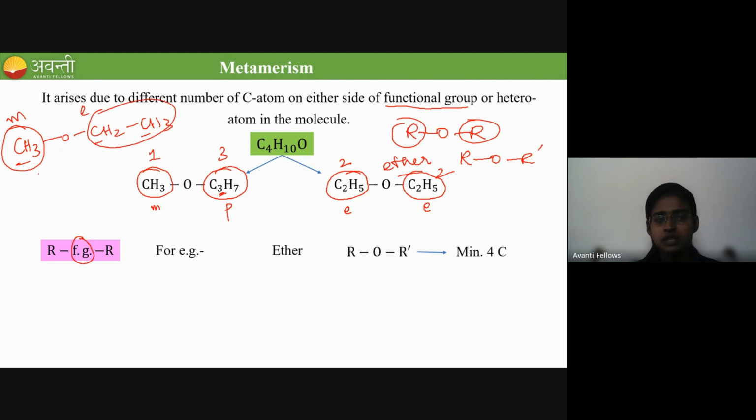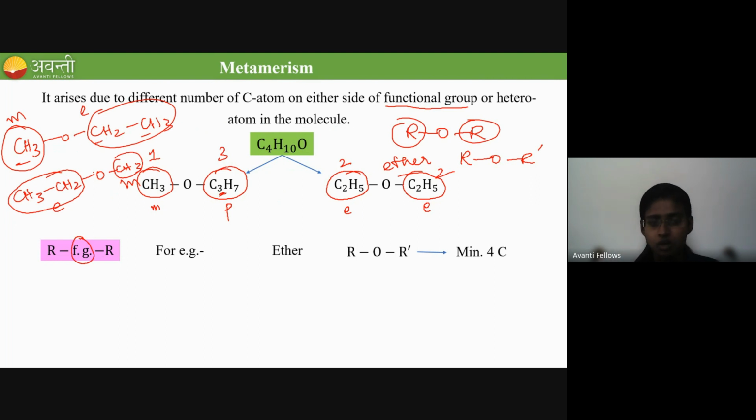So if I shift this, what will I get? I will get the same compound, CH3CH2OCH3. So this one is ethyl again and this is methyl. Both are the same. Both are methoxyethane only. So a minimum of 4 carbons is required to draw the metamerism.